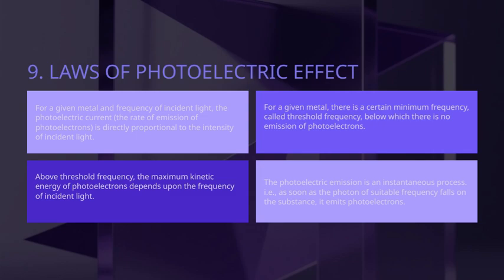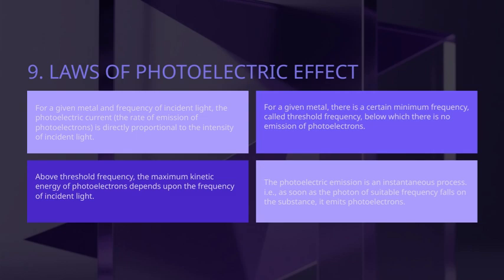There's no delay involved. Now, for a specific metal, there's a minimum frequency threshold, called the threshold frequency, that must be met or exceeded for photoelectrons to be emitted at all. If the frequency of the incident light is below this threshold, no electrons are ejected, regardless of how intense the light is. Once you go above that threshold frequency, the maximum kinetic energy of the emitted photoelectrons actually depends on how high the frequency of the incident light is. So, higher frequencies, above the threshold, give the electrons more energy.